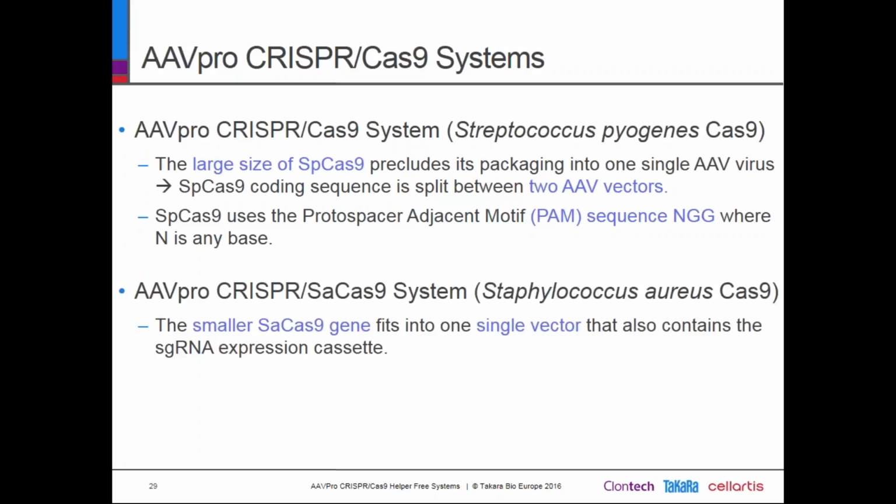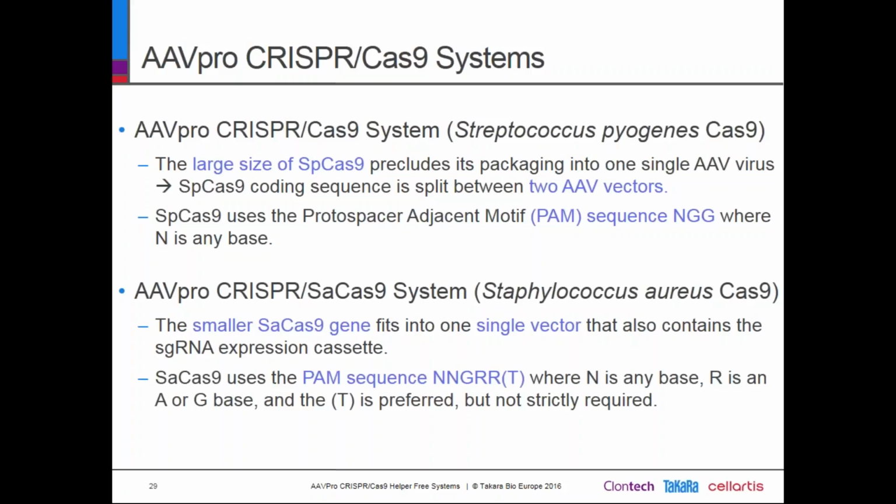Our second system is called the SA-Cas9 system, using the smaller Cas9 from Staphylococcus aureus. And what's very nice with this Cas9 is that you can pack it into one single AAV vector, which makes the system much easier to use. SA-Cas9 does not use the same PAM as SP-Cas9. The PAM is longer, NNGRRT, where N is any base, and the R's can be an A or a G, and the T is preferred but not strictly required.